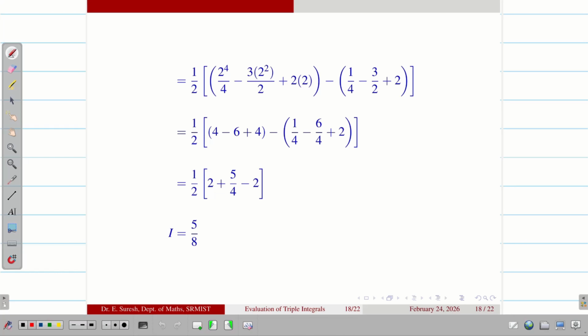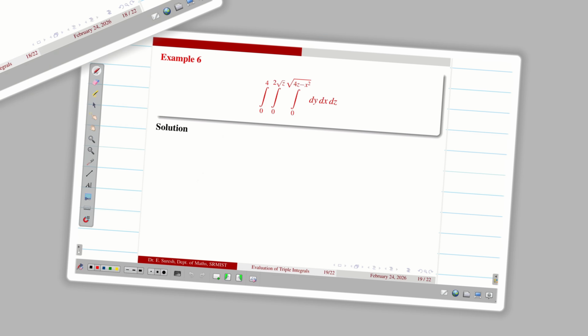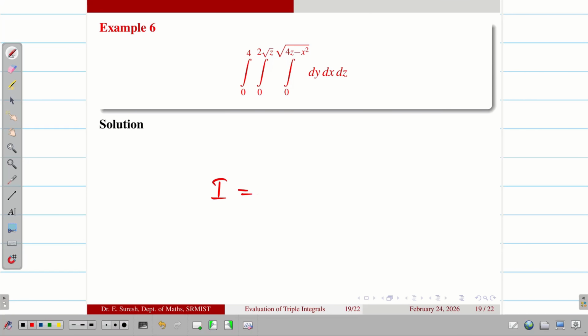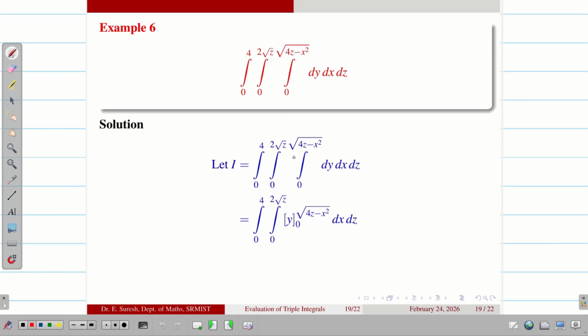Now let us solve one more problem of this kind. As usual, let us take capital I as my given question. Now the inner integral is dy. I'll check the limits. My limits are in terms of x and z, so it is going to be correct. Now integrating dy, it's simply y. Next we have to substitute the upper and lower limit. So lower limit is 0 and upper limit is square root of 4z minus x square. We get like this. Next we are going to integrate with respect to x, and my limits are in terms of z, so it is correct.